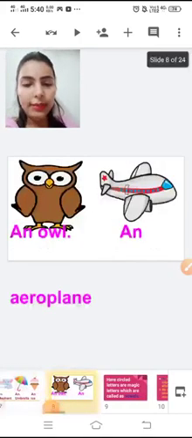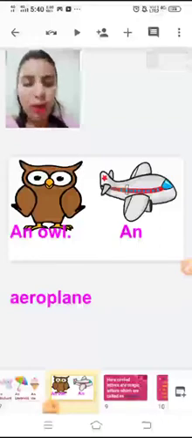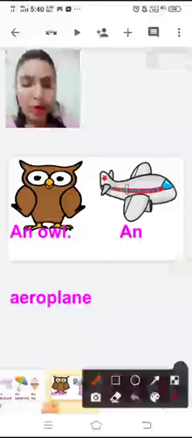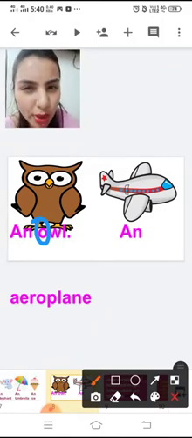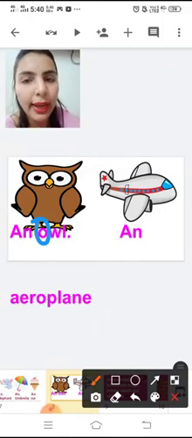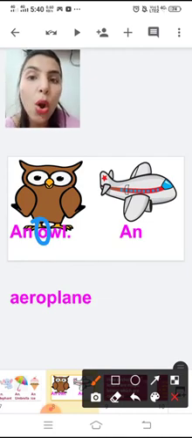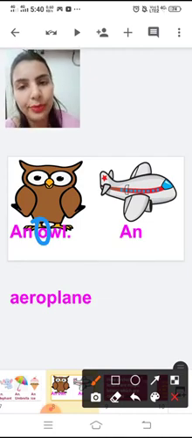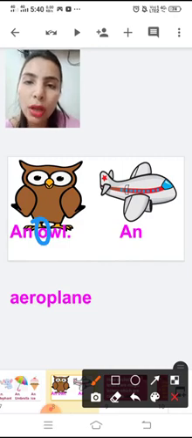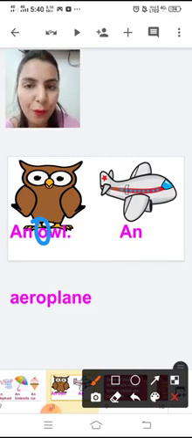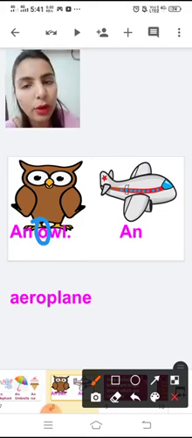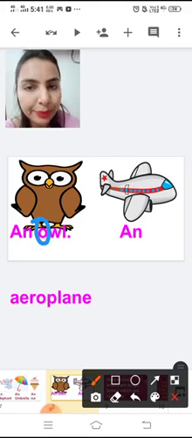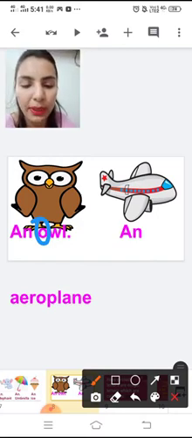Next is an owl. An owl. Here is the letter O. So is O a vowel? A, E, I, O. Yes, O is a vowel. So we use an before owl because owl starts with the letter O, and O is a vowel. Next is an aeroplane.